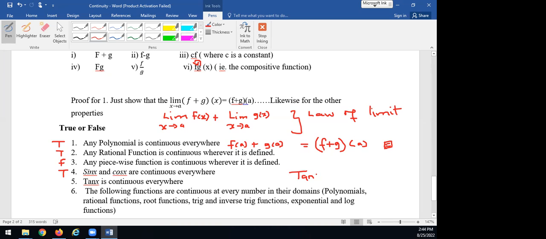Now, if you have the tangent of x, it is the same thing as sine of x upon cosine of x, right? So the tangent function can be written as a rational function in terms of sine and cos. Now, what happens if cos x is 0? We have an issue, right? So this is going to be false. It's not continuous everywhere. Any value that makes cosine of x 0 would create a problem for tangent.